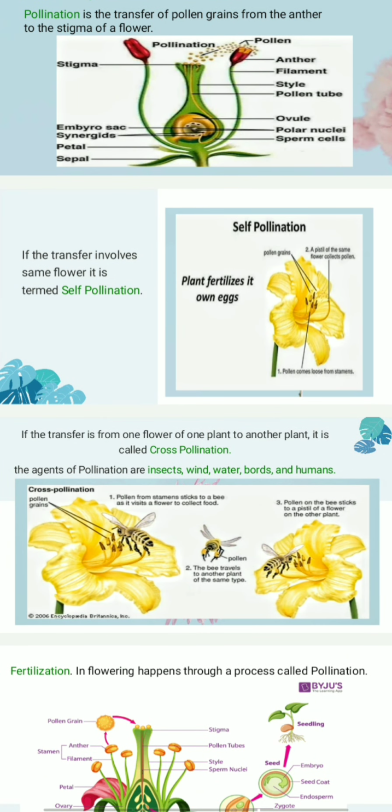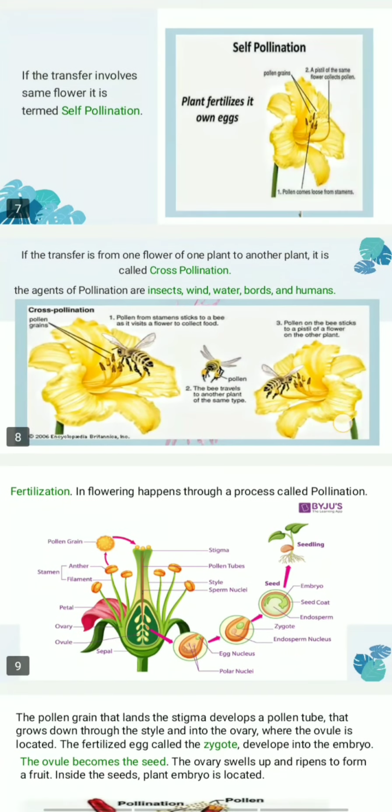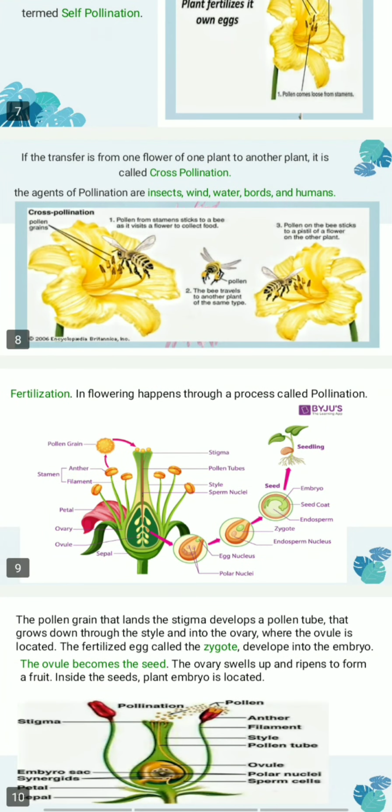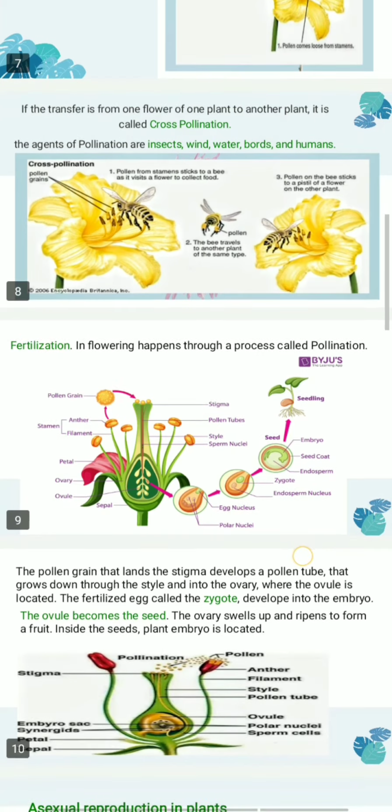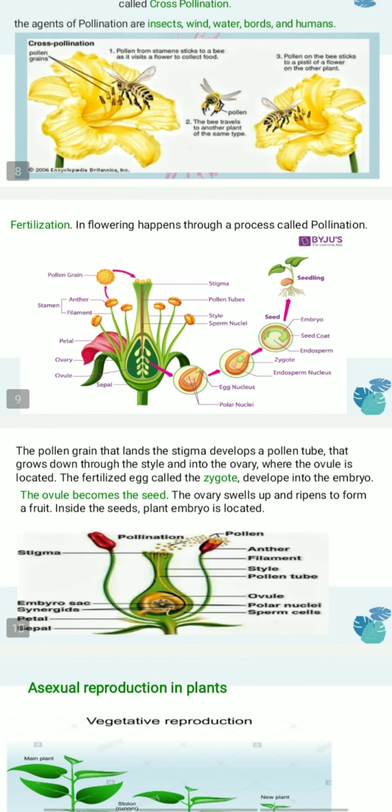Take note, the agents of pollination are insects, wind, water, birds, and humans. Fertilization and fruiting happen after a process called pollination. The pollen grain that lands on the stigma develops a pollen tube that grows down through the style into the ovary, where the ovule is located.